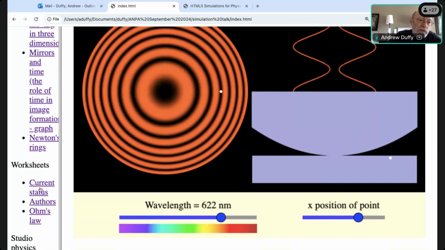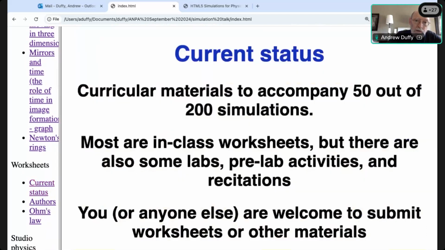Great. Let me talk about these worksheets that we're working on recently. So our current status is we have 200 simulations or so. We have a few more than that, but it's about 200. And right now we have curricular materials to go with 50 of them. And that collection is gradually getting bigger as time goes by. Most of these are in-class worksheets, but we have labs, pre-lab activities, and discussion or recitation activities.